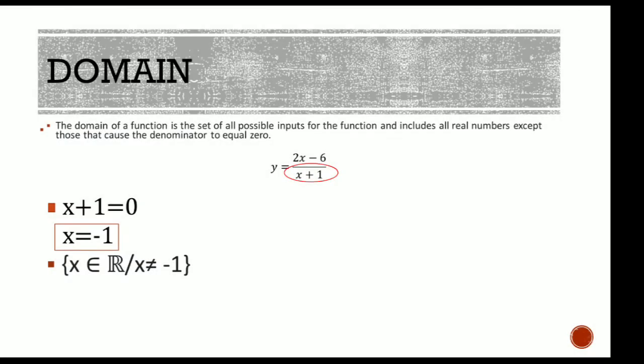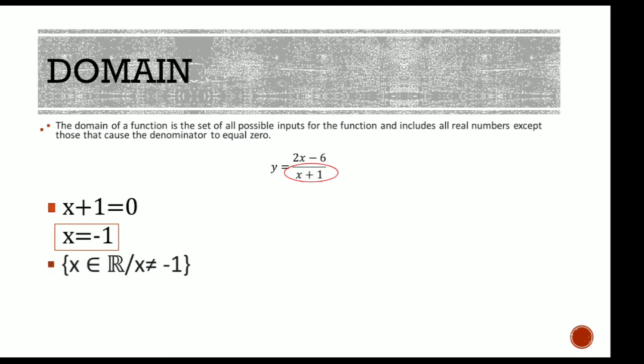So to get the domain, we will look at the denominator, which is x + 1. We will equate it to 0: x + 1 = 0. Then transpose it to x = -1. The domain excludes -1. Now that we have the domain of the function, we will continue to the next step, which is getting the intercepts.